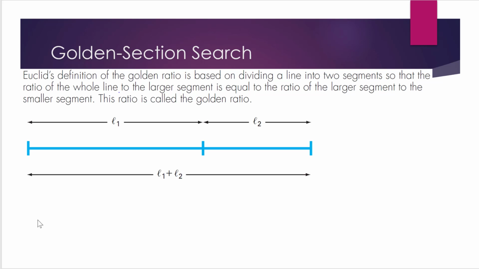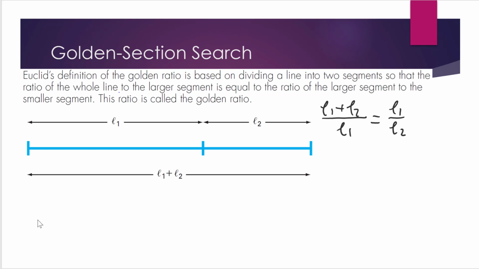For example, as shown in this figure, we have the larger segment L1 and the smaller segment L2. So the ratio of the whole line, which is L1 plus L2, to the larger segment L1 is equal to the ratio of the larger segment L1 to the smaller segment L2. And then, based on this equation, we can calculate the ratio between L1 and L2.